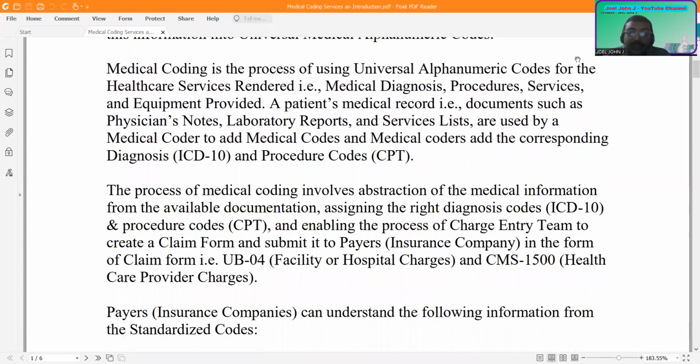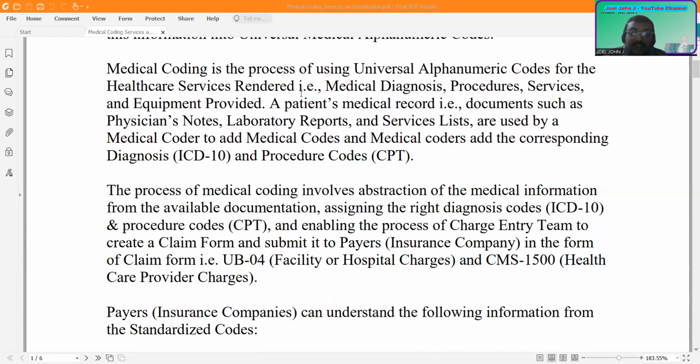Medical coding is the process of using universal alphanumeric codes for healthcare services rendered. That is, whatever healthcare services are provided to a particular patient, the doctor's conversation will be recorded on a phone or some recording device and sent to the medical transcription team. They will document all the necessary medical details and send that document of office visit particulars to the medical coding team.